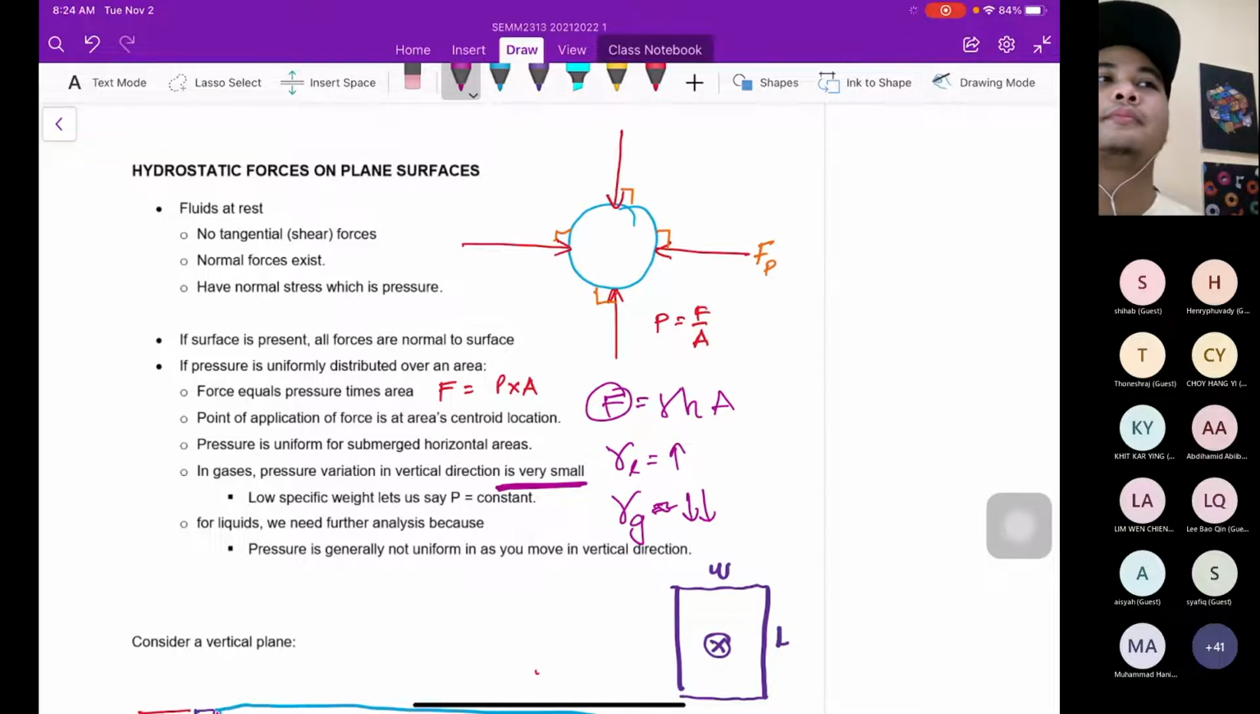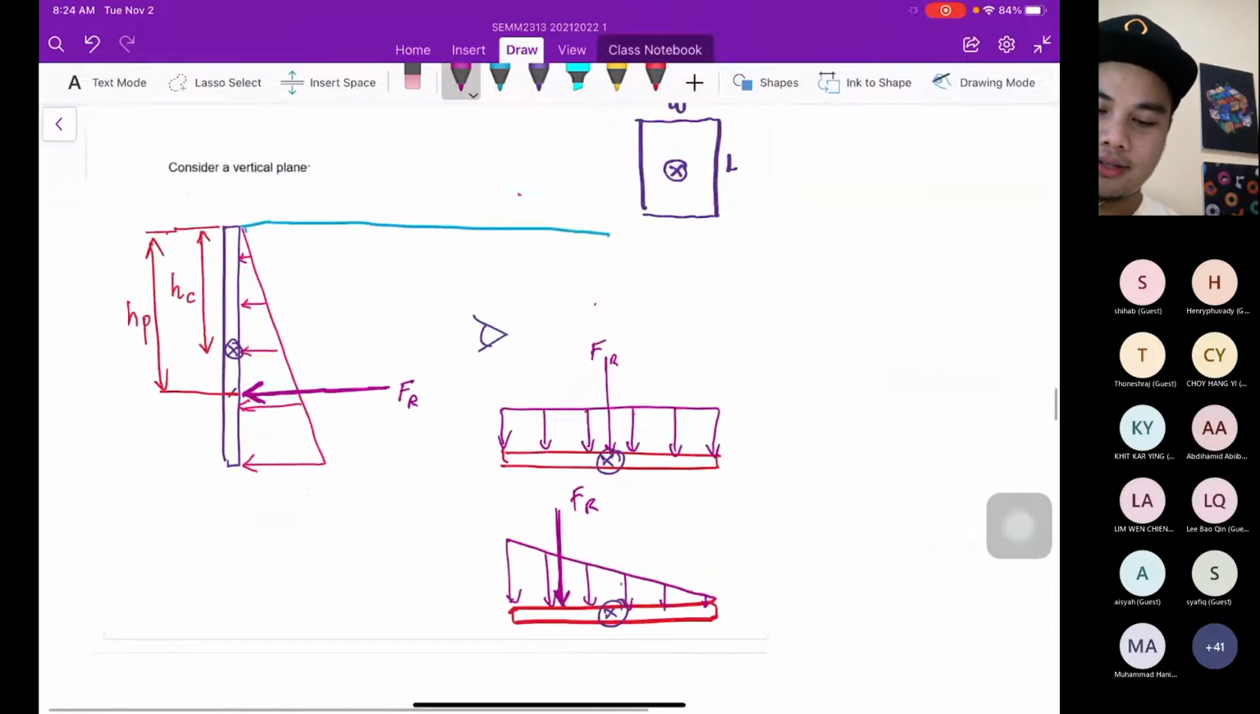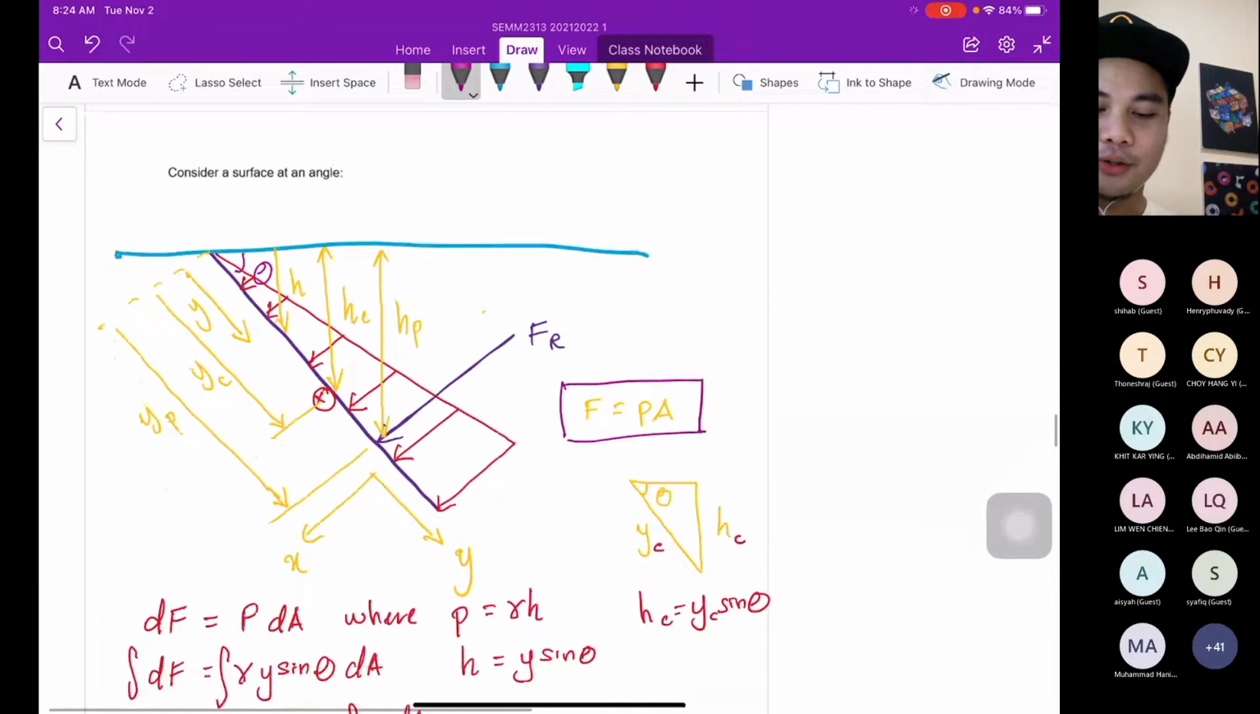Maksudnya kita takkan ambil kira dia lah. We consider it very, very small, okay? So normally, don't worry. Normally, you will deal with the liquid lah. Oil, mercury, jangan risau. Don't worry about the gas, because the density of the gas is very small lah. And it's quite rare to come out in the exam. So, normally, we deal with the liquid, because the liquid is obvious, dia punya value, dia punya force. Okay, Dr. Sifah. Terima kasih. Okay, sama. Good question.